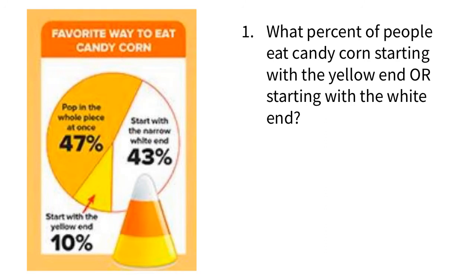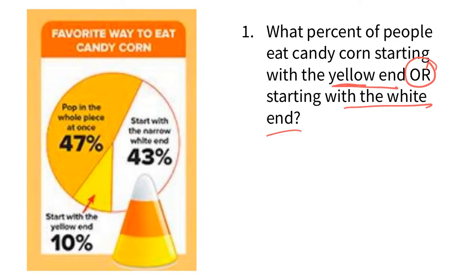Let's look at this graph next. This graph shows people's favorite way to eat candy corn. I love candy corn. So I am one of those people who just puts that whole piece of candy corn in my mouth at a time, by the handful. I love candy corn. But this question says, what percent of people eat candy corn starting with the yellow end or starting with the white end?